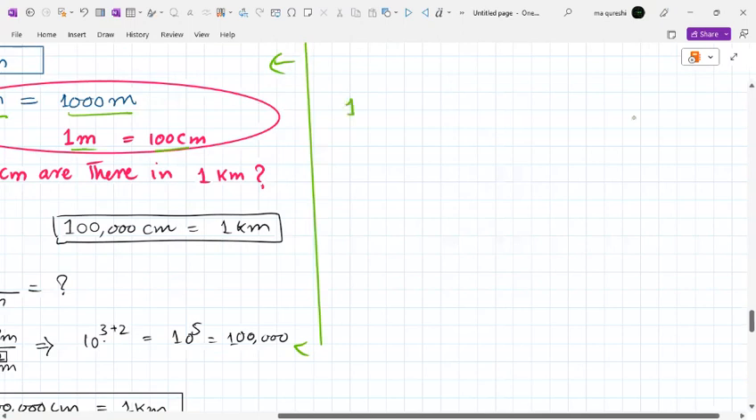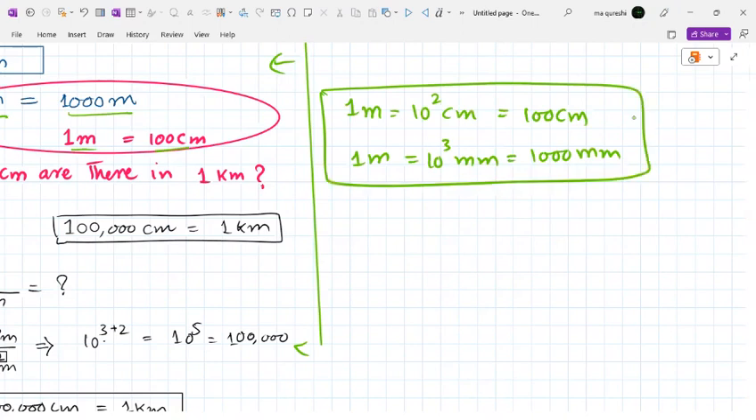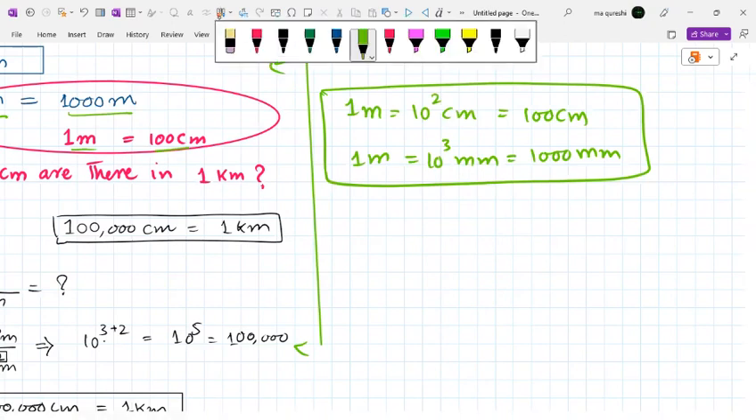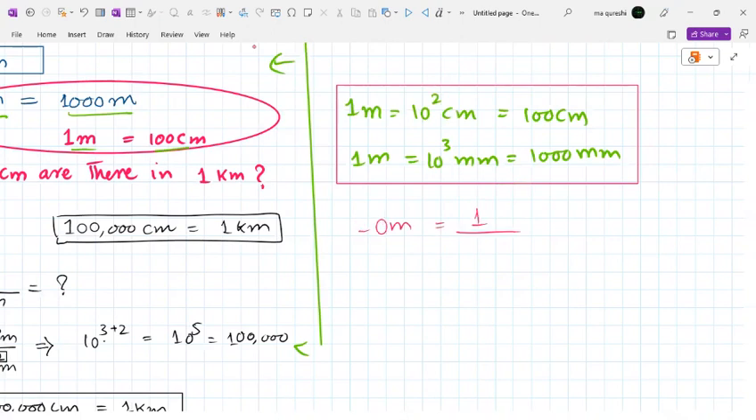So if I say that 1 meter is equal to 10 power 2 centimeters, and 1 meter is equal to 10 power 3 millimeters, in other words, I can write 100 centimeters, and I can write 1000 millimeters. So you people are very well aware of this. So if I want to convert this back, 1 centimeter is basically 1 by hundredth of a meter, which is equal to 10 power minus 2 of the meter. This is the origin of the prefixes.